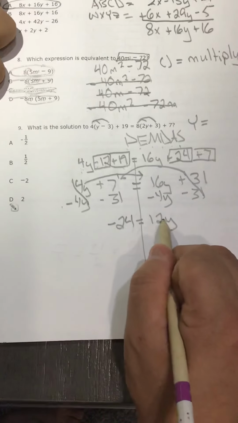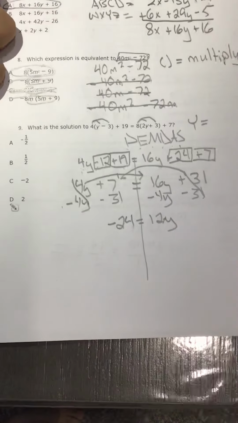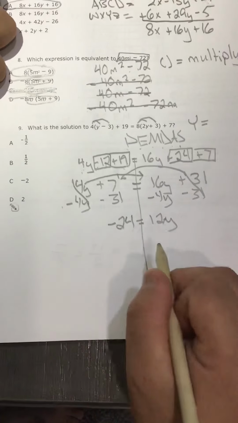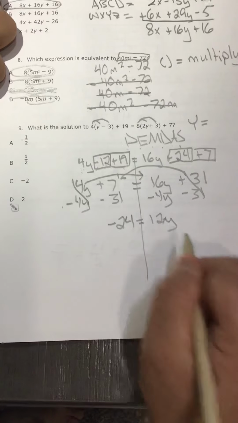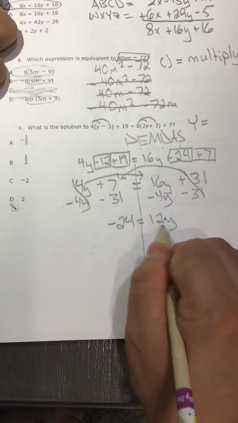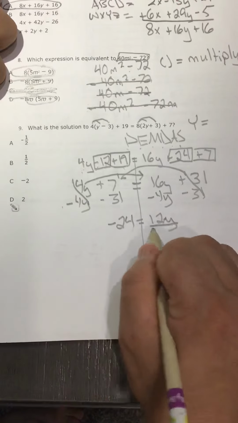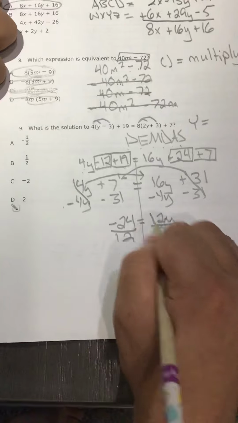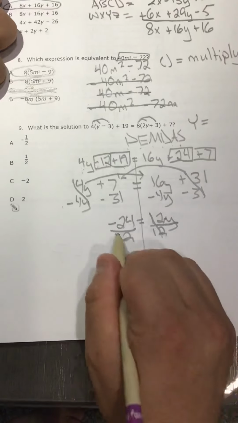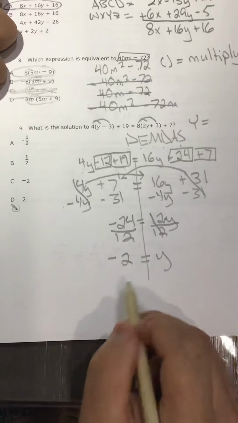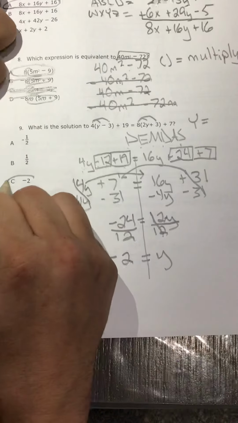Aquí, 12y nos está diciendo que estamos multiplicando. El opuesto de multiplicar es dividir. We know that 12y means 12 times y. So to get rid of it, we do the opposite of multiplication, which is division, and we divide by 12. What we do to one side, we do to the other. The 12s cancel, and that answer right here would give you negative 2 equals y. Negative 2 equals y. Our answer is C.